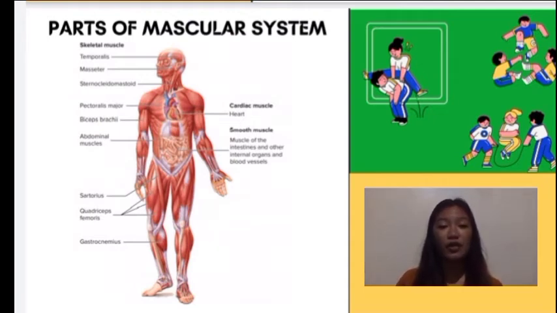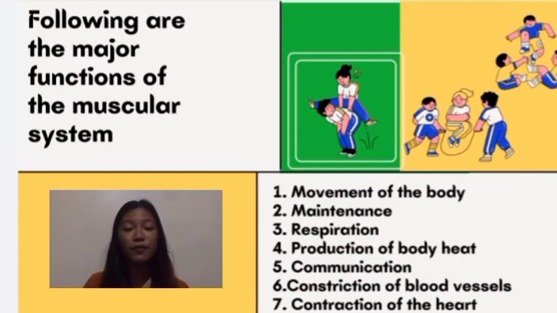The muscular system also has its major functions, which are the movement of the body, maintenance of posture, respiration, production of body heat, communication, constriction of organs and vessels, and contraction of the heart.